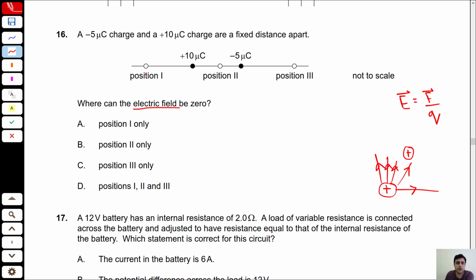So first of all, let's figure out what is happening at position 1. To find the electric field strength at position 1, you always introduce a small unit positive test charge, and then measure the electric field strength acting on it. Positive repels, so you can see this is the electric field strength acting on this small test charge due to this positive coulomb. And then is there any other charge here?